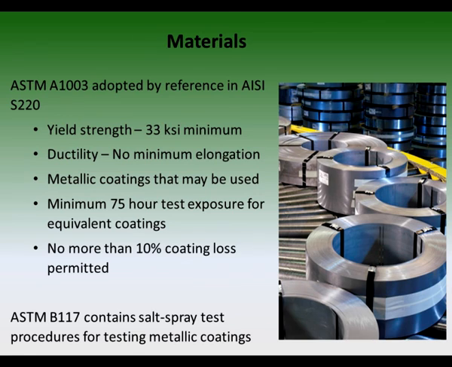A1003 covers yield strength with a 33 KSI minimum and coatings that are permissible. ASTM A1003 also sets a 75-hour minimum duration for this test. A coating passes the test if it does not lose more than 10% of its coating after 75 hours. The actual testing is conducted according to the test method in ASTM B117.